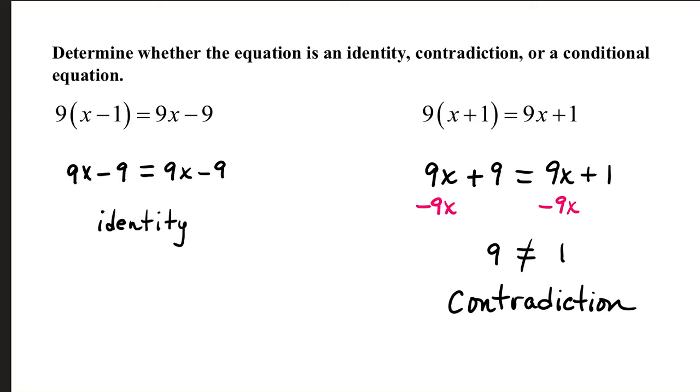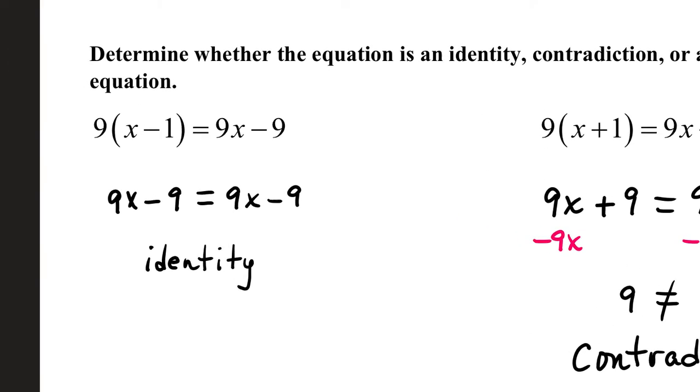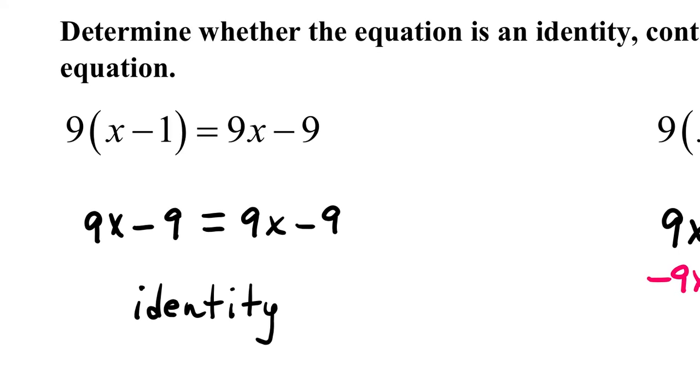Determine whether the equation is an identity, contradiction, or a conditional equation. When you work through your linear equations, linear meaning they have an x power of 1, you can use the distributive property to remove any parentheses you need. And that's what we're going to do on this first example: we're going to distribute 9. 9 times x, 9x, minus 9 times 1, that's minus 9.